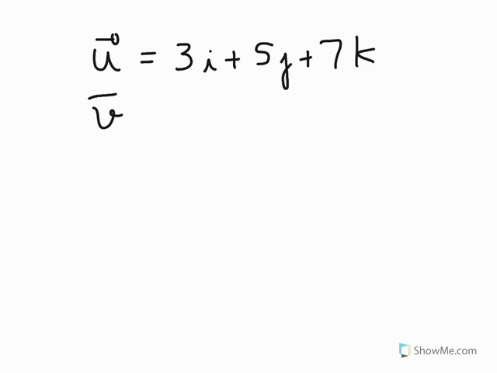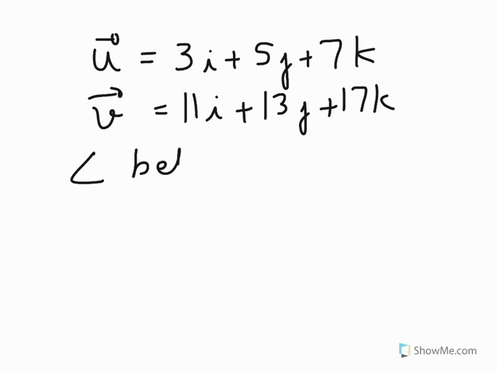Let's suppose somebody is giving you two vectors, saying that the two vectors are 3i plus 5j plus 7k, and the other vector is 11i plus 13j plus 17k, and the person is asking you to find out what's the angle between these two vectors, the angle between u and v vector.